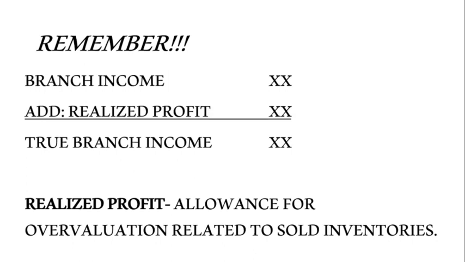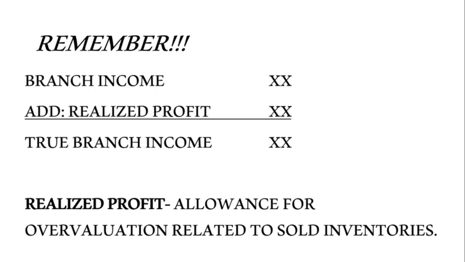Then we add the realized profit, and the realized profit pertains to the allowance for the overvaluation, which is related to sold inventories. We all know that when the home office sends inventory to the branch which is above cost, the difference between the billed price and the cost is what we call the unrealized profit. And this unrealized profit is recorded under the allowance for overvaluation account.